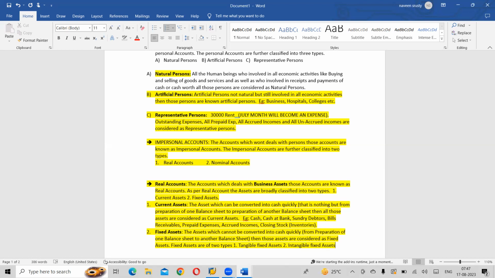So what do I mean by tangible fixed assets? The assets which we can touch and see, like your machinery, computer, and all those things. And what do you mean by intangible fixed assets? The assets which we can't touch and can't see, like goodwill, brand, patents, trademarks, royalties. All those come under intangible fixed assets. Is this clear?